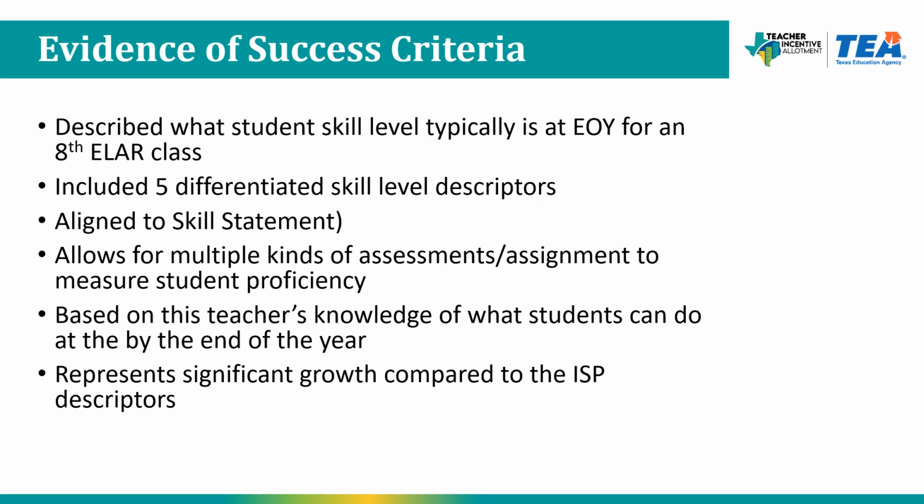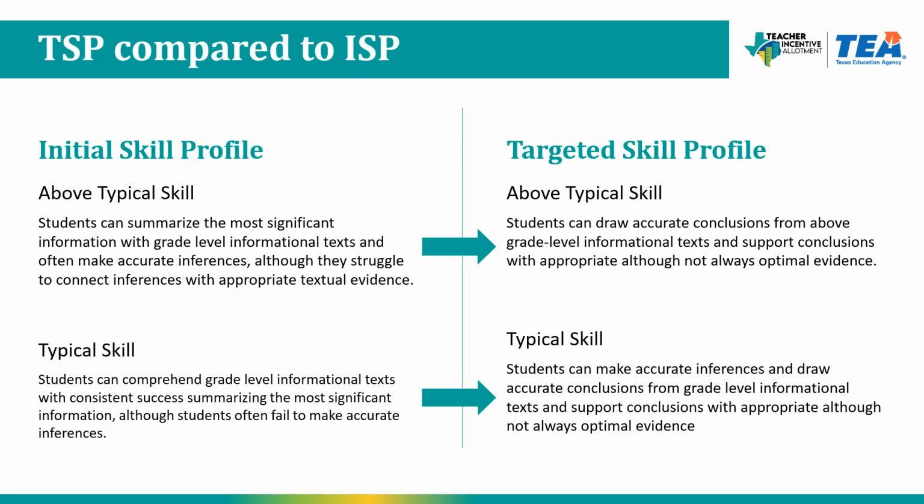In the example, all the descriptors begin with students can draw accurate conclusions, showing a progression from well below typical to well above typical, with specific wording that illustrates the changes in skill levels. When comparing the targeted skill profile to the initial skill profile, you should notice significant differences. Even though both use terms like typical, above typical, well above typical, these terms describe student skill levels before and after instruction, respectively. The TSP should reflect substantial growth from the ISP.